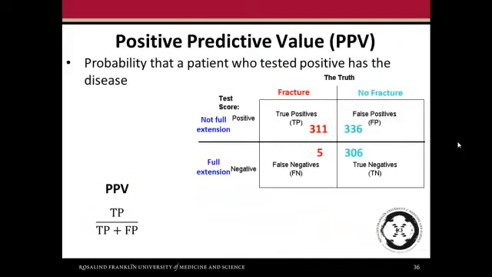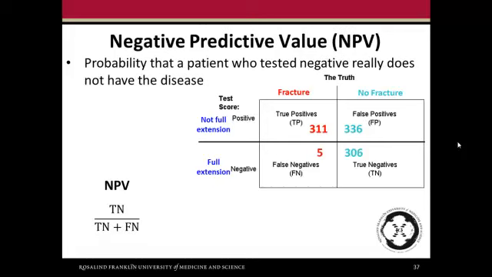We could also calculate positive predictive value, so it's the probability that a patient who tested positive actually has the disease. So when we calculate this, it's the true positives divided by all of the individuals who tested positive, so the true positives and the false positives. So this is 311 divided by 311 plus 336. Those are all the individuals who tested positive on the denominator. And that's 48.1%. So 48.1% of the individuals who tested positive had the disease.